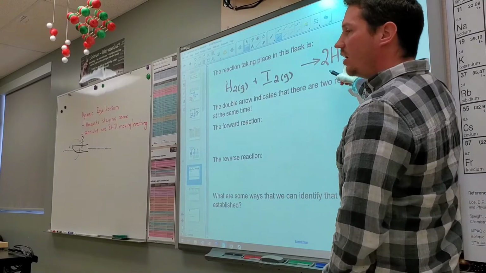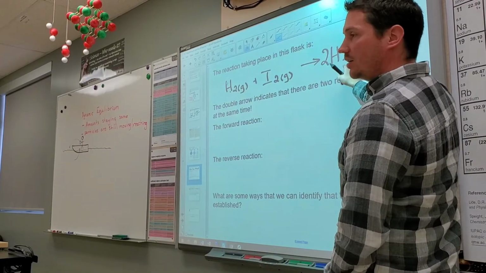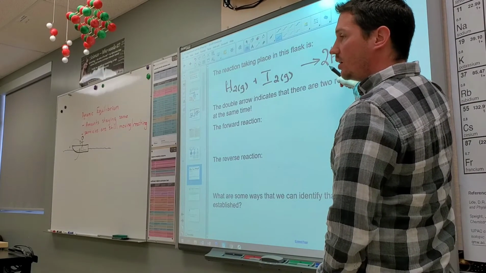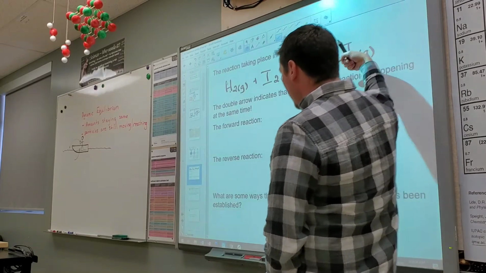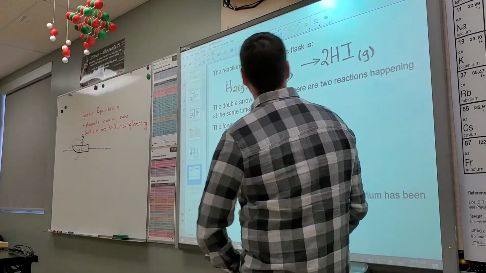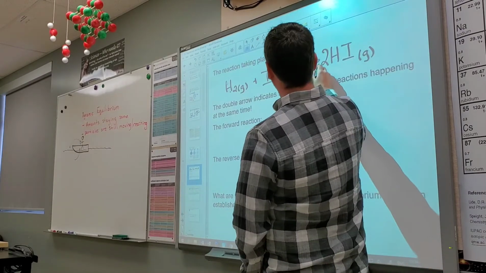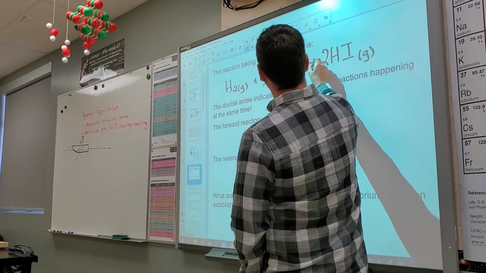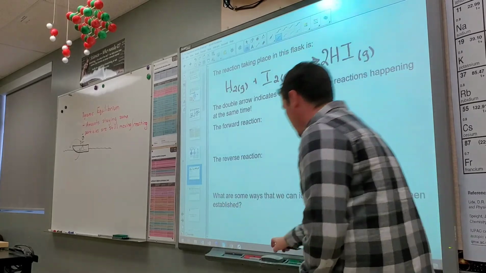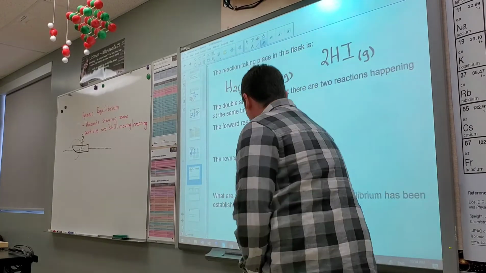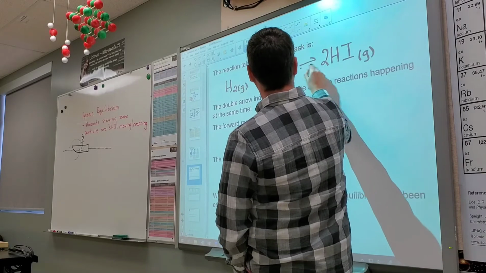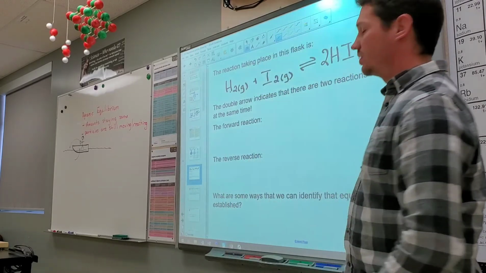Okay, well, this doesn't really show the full picture, because if hydrogen and iodine can turn into hydrogen iodide, what did I say hydrogen iodide could do? Jaden? Turn into hydrogen and iodine. It can turn back into hydrogen and iodine. So the way we represent that is either with a double-headed arrow or with this equilibrium arrow. So I'm just going to erase that and put it back up. There's a forwards and a reverse reaction going on here.